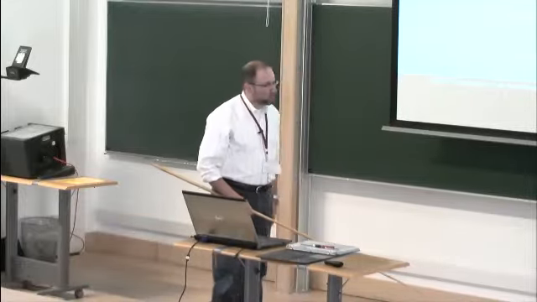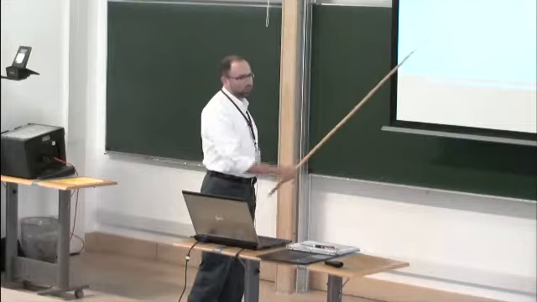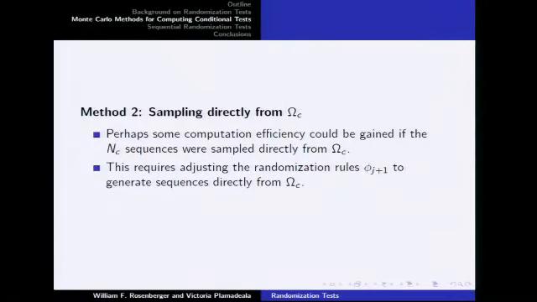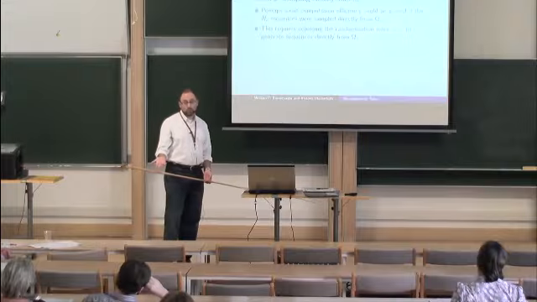So the idea now is, what if we could sample directly from the conditional reference set rather than sampling from the unconditional reference set and pulling out the samples that satisfy the condition? That would require adjusting the randomization procedure to generate sequences directly from the conditional reference set. And you can think of, if you were just flipping a coin, how would you generate sequences from the unconditional reference set?